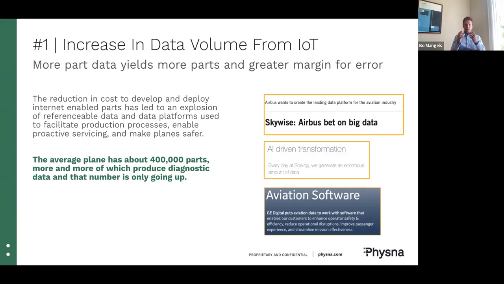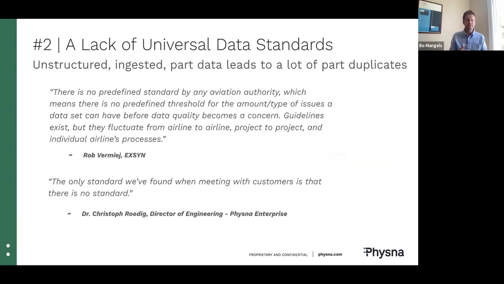And one of the things we talk through is more part data yields more parts and greater margin for error when it comes to developing those parts, which is where reconciling that becomes really important for a business and for us. The second is the lack of universal data standards. I've included two quotes here because this is something that comes up quite a bit when we speak with customers and we talk about what their specific use cases are.